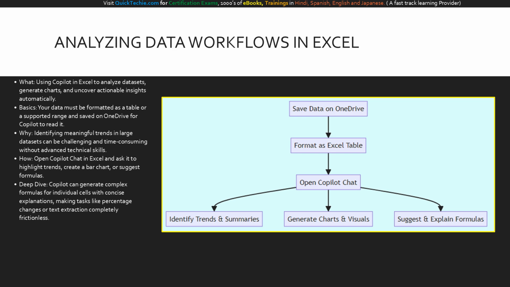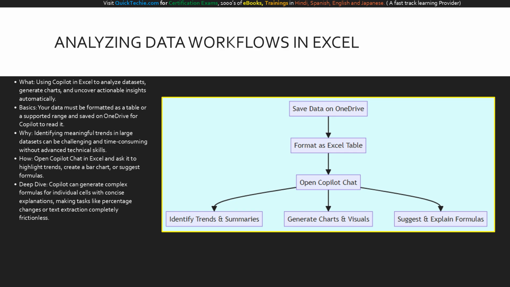To start, there is a strict technical requirement. Your data must be formatted as a table or a supported range, and the file must be saved on OneDrive. Once that is set, you can open Copilot Chat and ask it to find trends, summarize figures, or identify outliers.